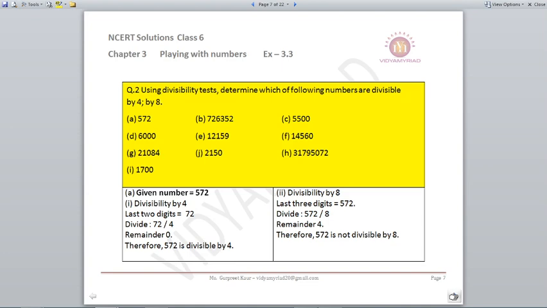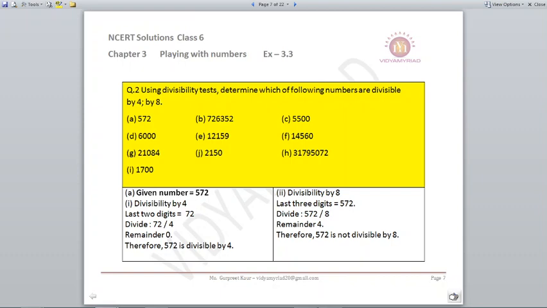Using divisibility test, determine each of the following numbers are divisible by 4 and by 8. So separately we will do. So first let us recall what is the divisibility criteria for 4. The last 2 digits, that is tens and 1, should be divisible by 4. That means remainder should be 0. Only then the whole number will be divisible by 4. In the case of 8, the last 3 digits should be divisible by 8. That means if there is no remainder, only then that whole number will be divisible by 8.